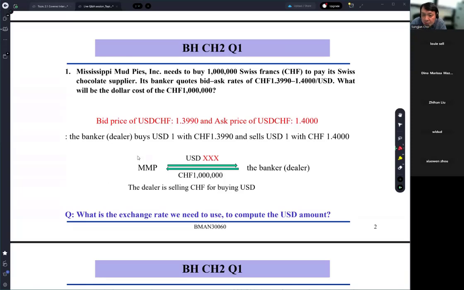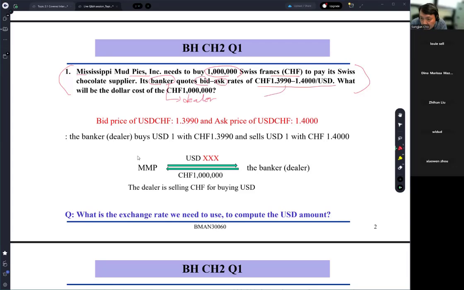So spend just 10 seconds to read this sentence. The question: MMP needs to buy 1 million Swiss franc, CHF, to pay its Swiss chocolate supplier. Now the banker quotes B, that's great. So banker here is a dealer. A quote B then S rate of this one.